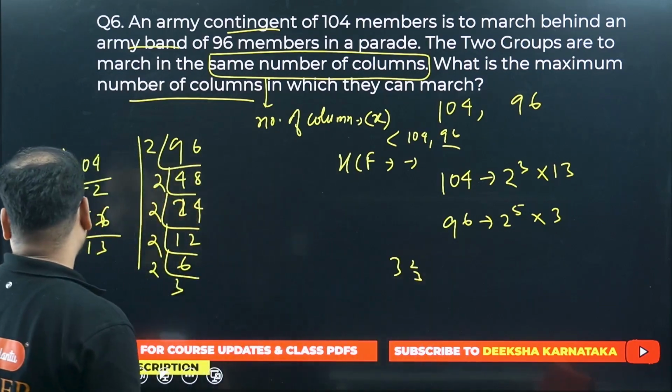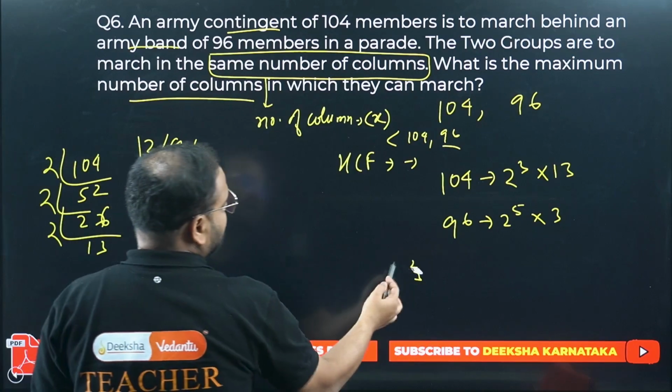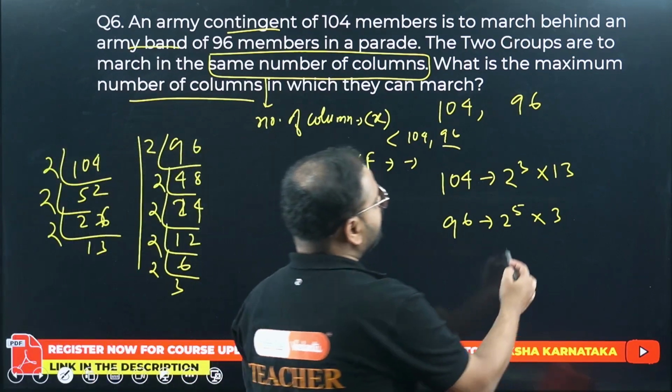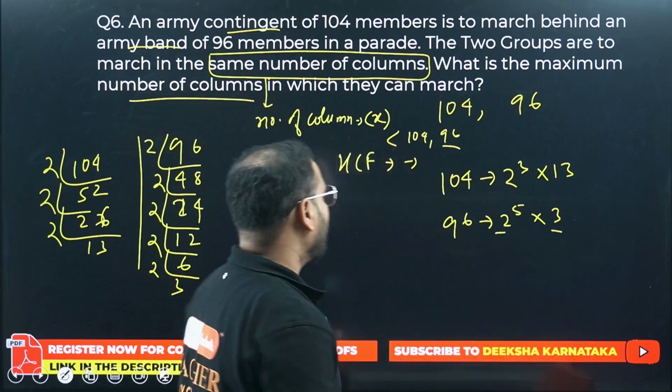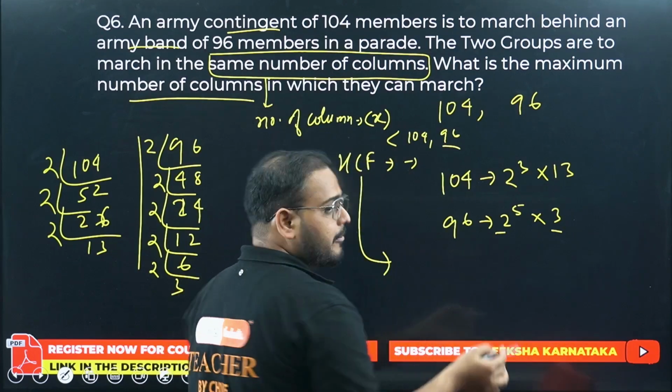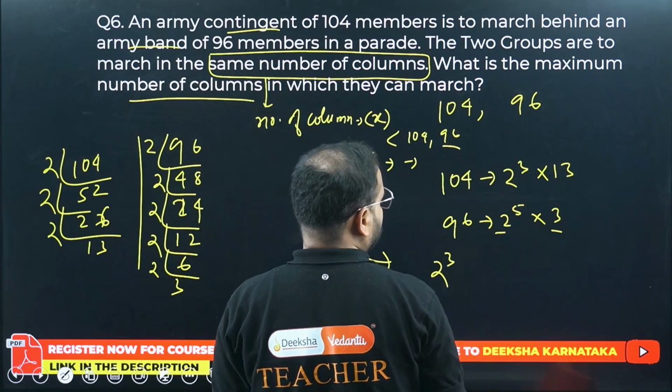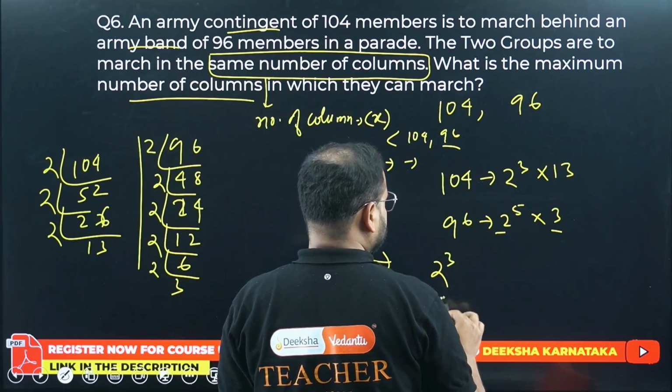No problem there. Okay, now let's have a look. So what is it? 2 power 5 and 3. We are looking for HCF. What do we do for HCF? Common factors with the least power. What is the common factor? Only 2 is there. What is the least power? 3 is the least power. So my HCF is going to be 8.